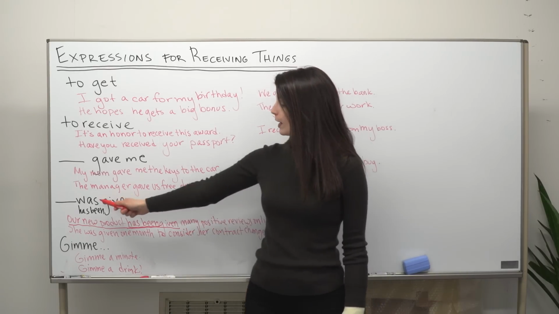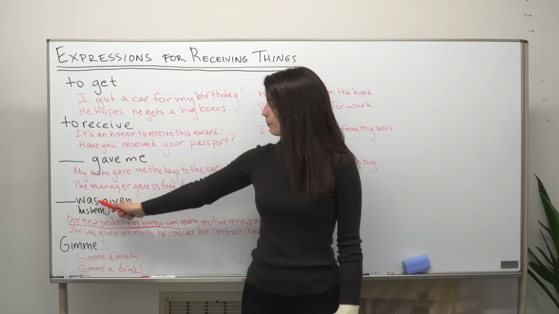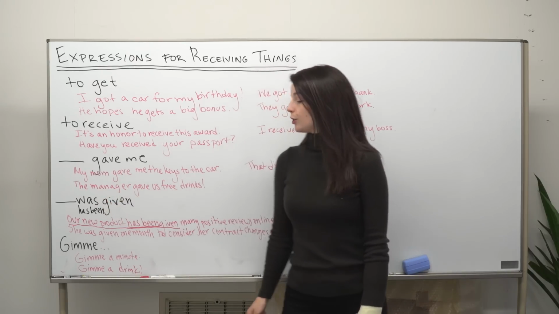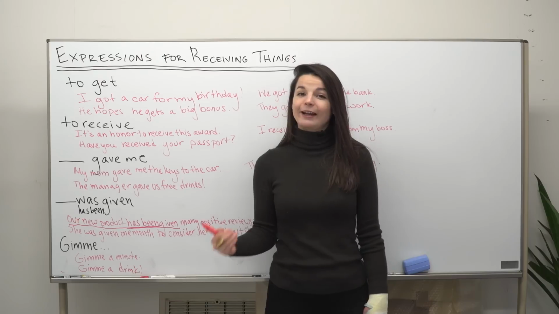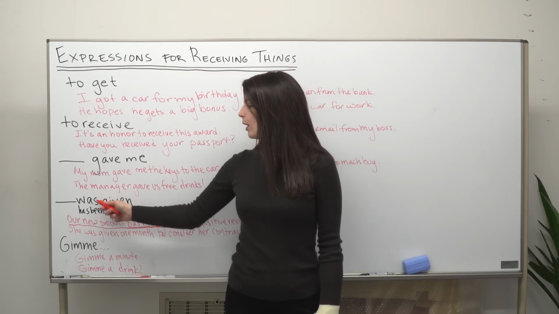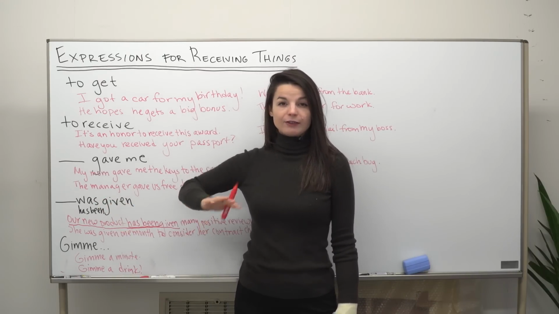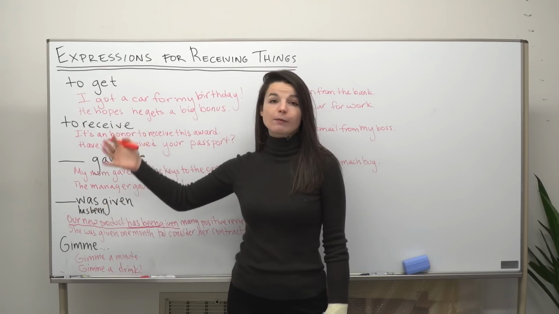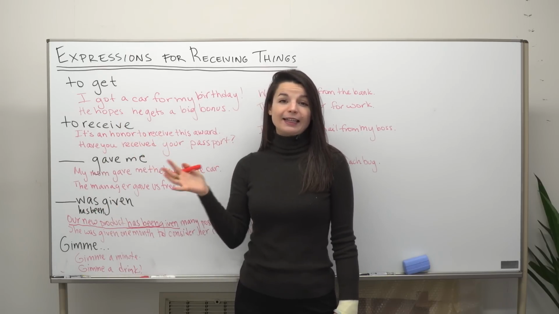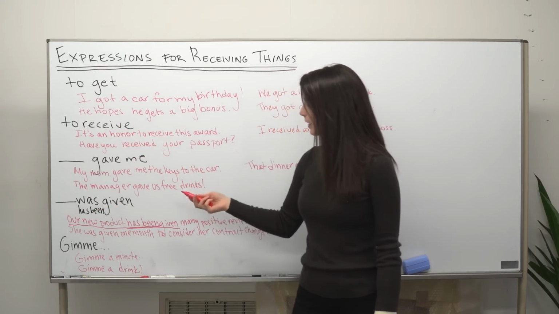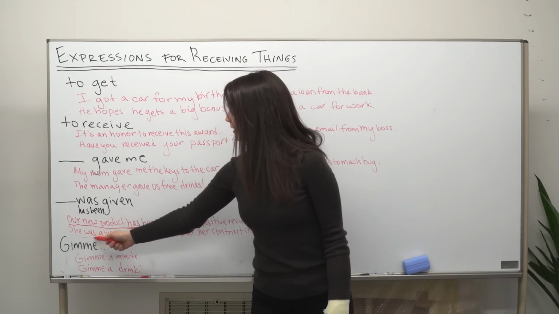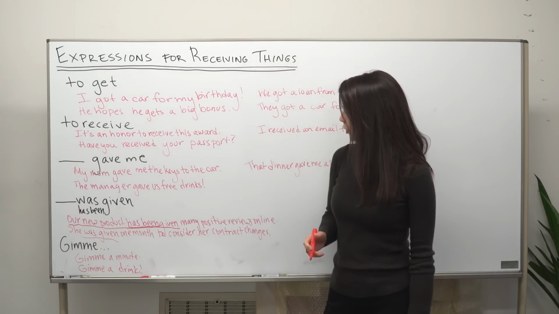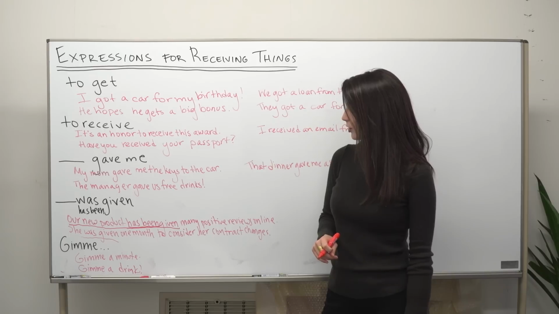We can use was given in the past passive tense to do the same thing. But here, the difference between was given and has been given is that was is a one-time action. It's finished. Has been shows something started in the past and continues to the present. Let's look at a past passive example. She was given 1 month to consider her contract changes.